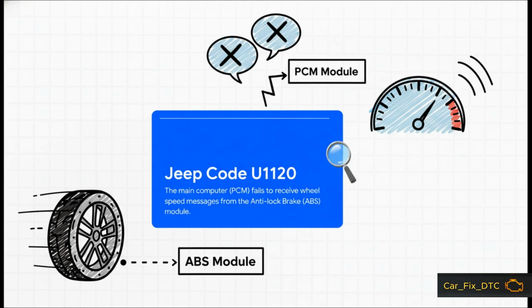All right, let's get straight to it. The U1120 code means one thing, a communication failure. Just think of it like a dropped call between two really important parts of your car. The main computer, that's the powertrain control module, or PCM, has completely lost its connection with the anti-lock brake system, the ABS module. It's basically shouting, hey, I'm not getting any data on your wheel speed.